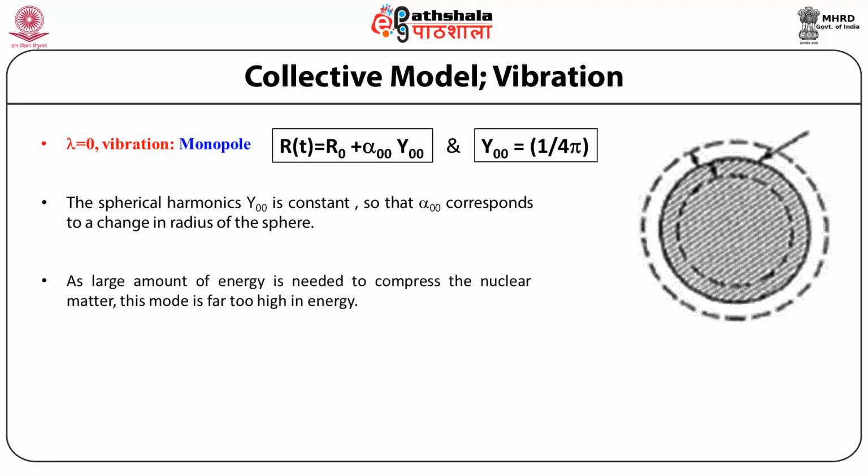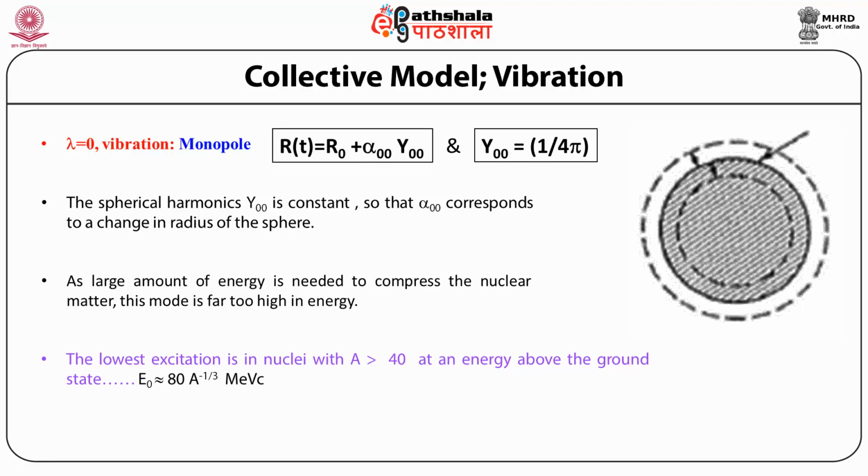As a large amount of energy is needed to compress the nuclear matter, this mode is far too high in energy. So this monopole mode is very high in energy, and its experimental signatures are very rare. The lowest excitation is in nuclei with A greater than 40, at an energy above the ground state of E0 equivalent to 80 A^(−1/3) MeV.